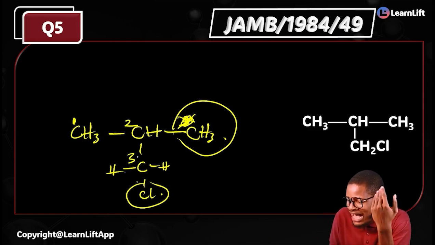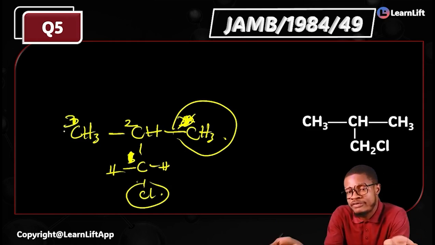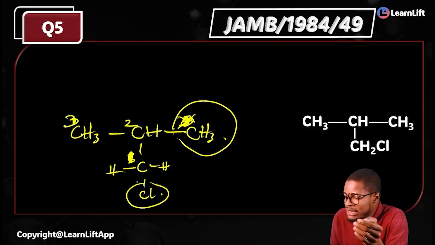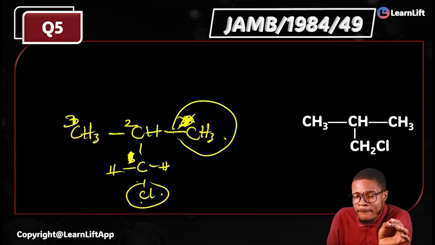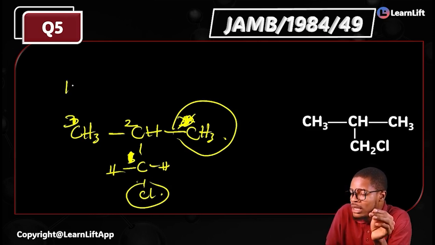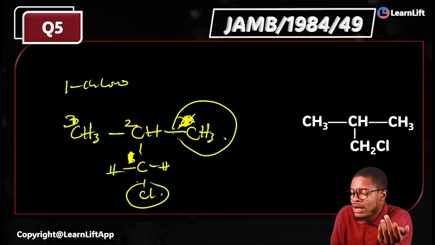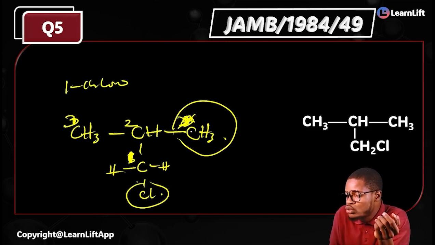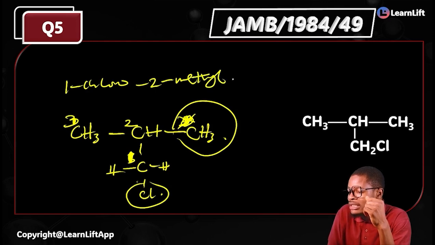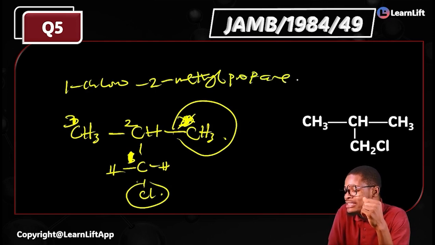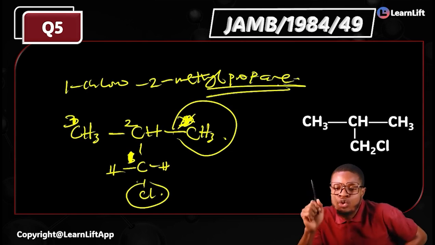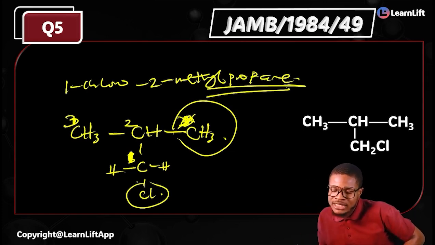So in the actual way now, here will be carbon 1, here is carbon 2, and here will become our carbon 3. Very simple. So what is the name? The name of this is 1-chloro, because on carbon 1 we have chloro. Then 2 is methyl. 1-chloro, 2-methyl. Then propane is the parent name. That's all. 1-chloro, 2-methylpropane.